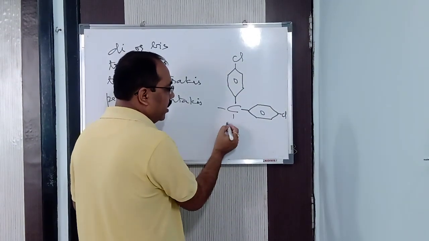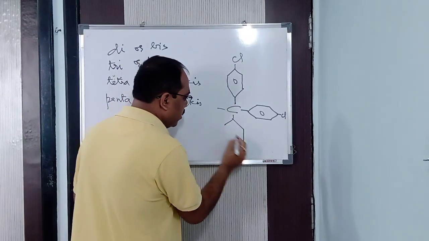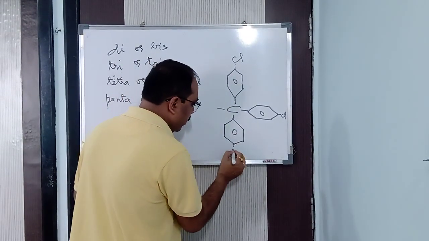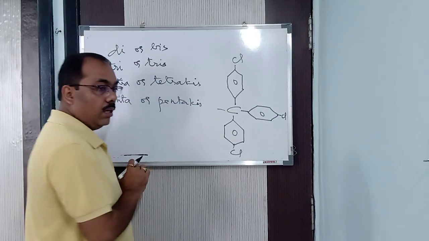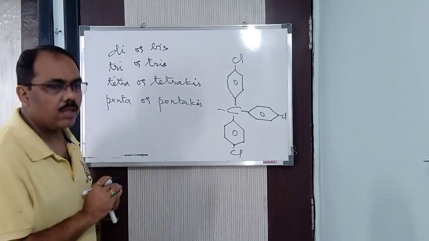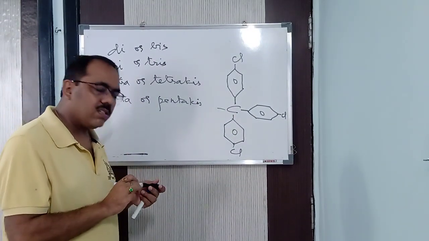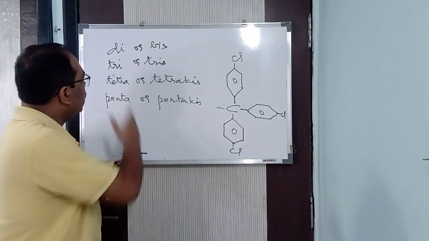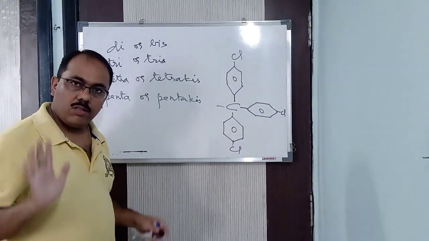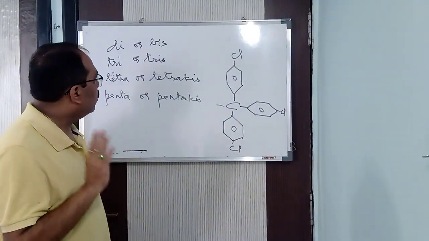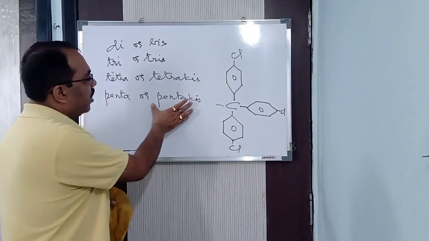Suppose this is repeated thrice, the same group, parachlorobenzene. Then I should use the word tris in this way. So in certain cases you are supposed to use it, and in certain cases it becomes optional. So this is bis, tris, tetrakis, pentakis. Penta means 5 times, in this way.